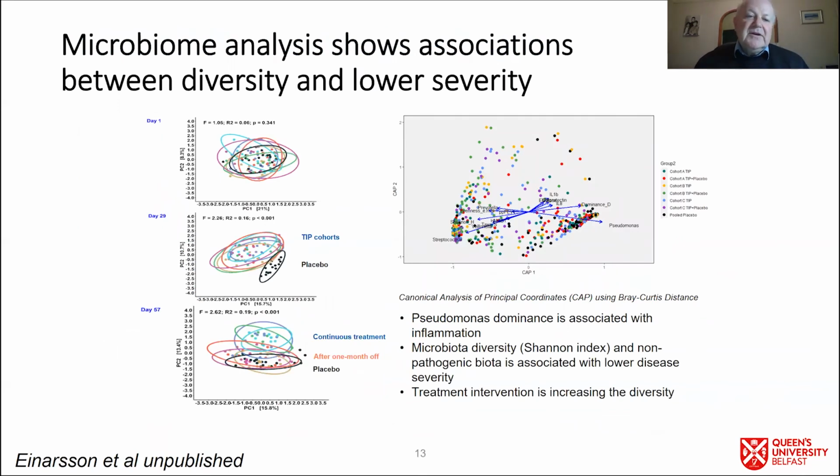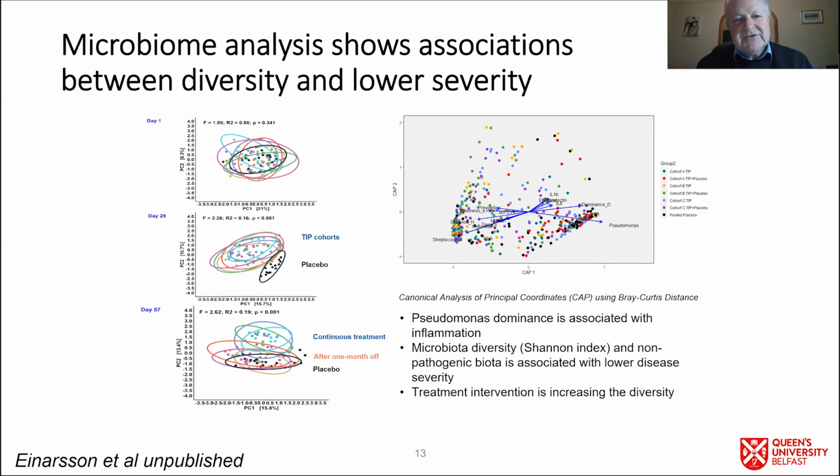These data can be analysed in many complex ways, and I'm going to give you a few examples of that over the next few moments. This is a microbiome analysis using principal component analysis, and it demonstrates shifts in communities during the treatment phases.